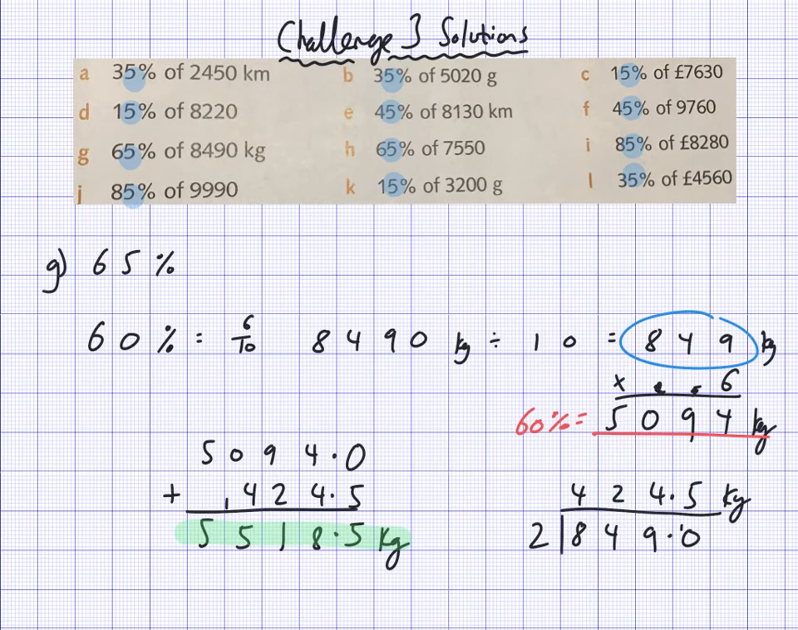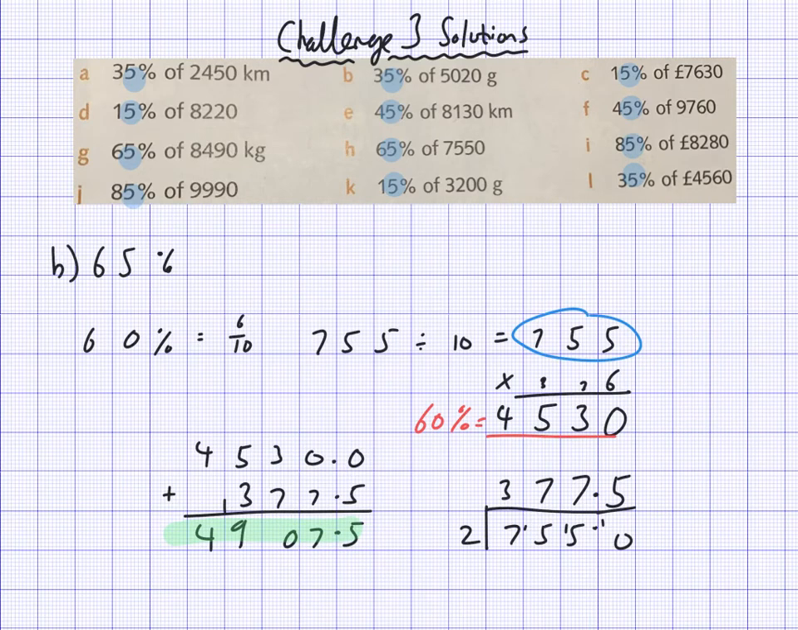And when I added them together, the final answer was 4,392. G, 65%, so 60% is 6/10. I found 1/10, which is 849, times 6 for 60%, which gives me 5,094. Took the 10% and halved it to find 5%, which is 424.5, and when I added the 60% to the 5%, I got my final answer of 5,518.5 kilograms.